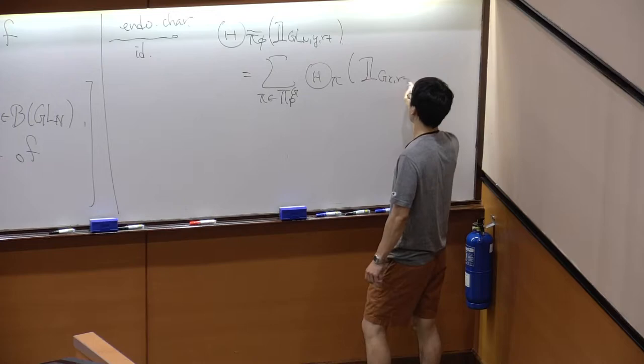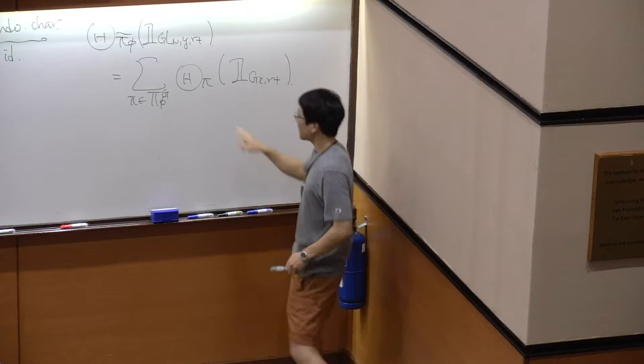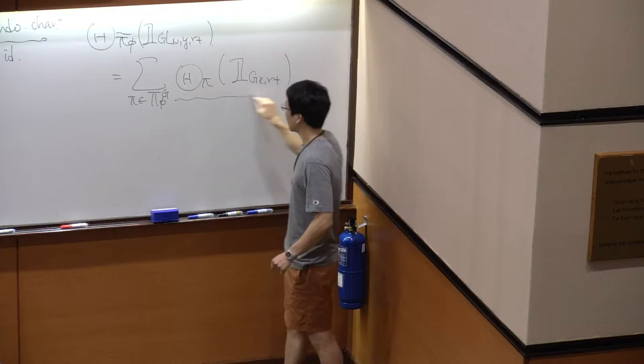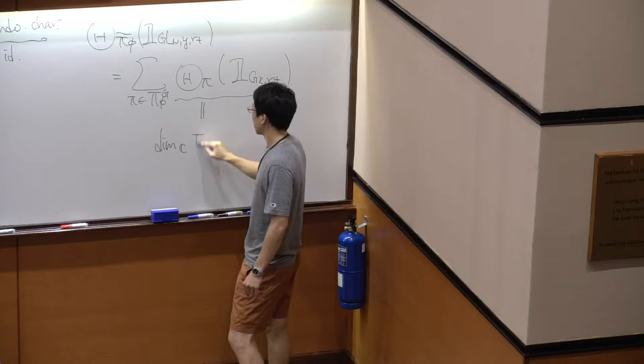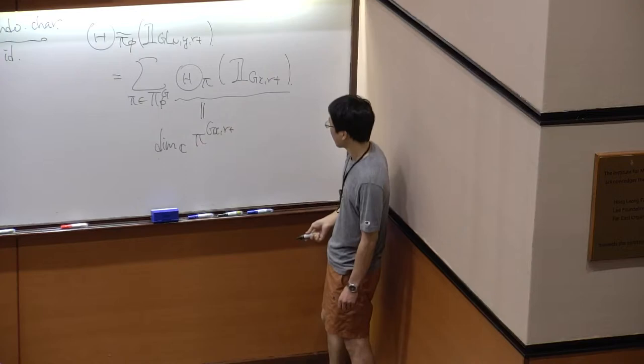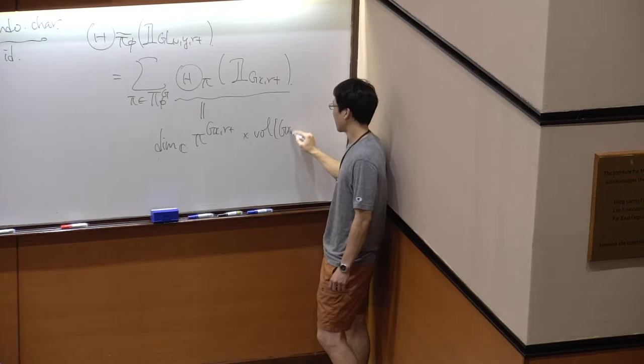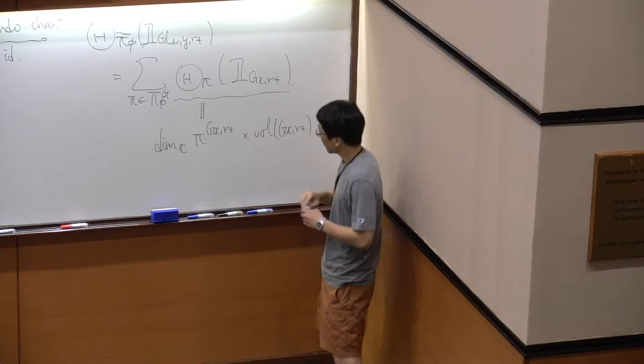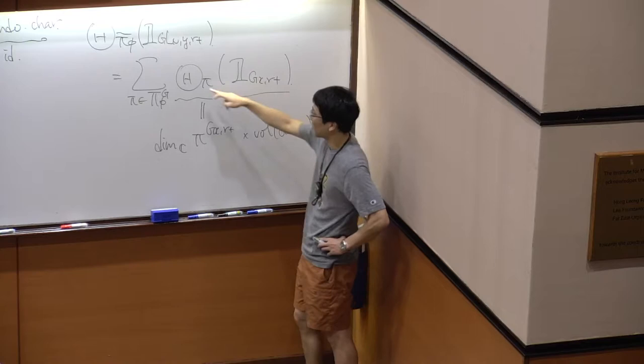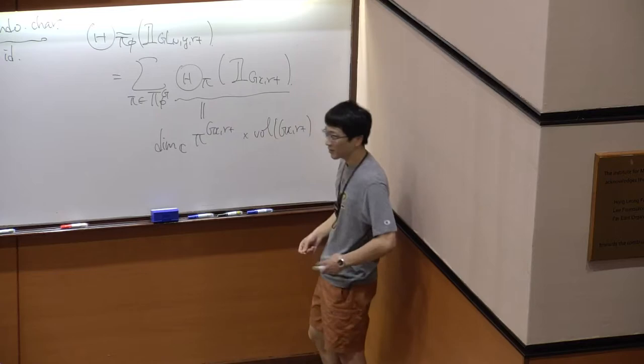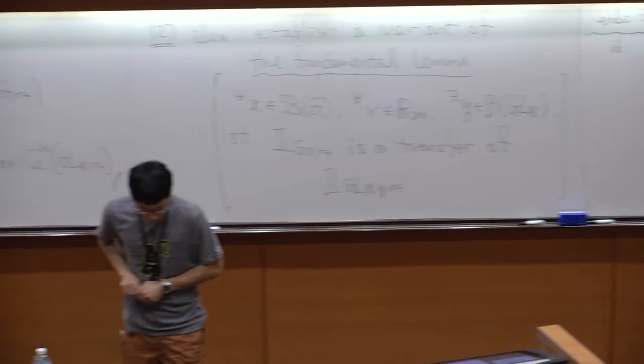And here the key point is we can compute this character very explicitly. In fact, this is equal to the dimension of GXR plus fixed vectors in pi. Maybe we have to multiply the volume of GXR plus, but basically this is written by this dimension. We can check this equality easily because this test function acts on pi as a projector to this space. So by considering the definition of distribution characters, we can show this easily. So by noting this, we can prove the second step.